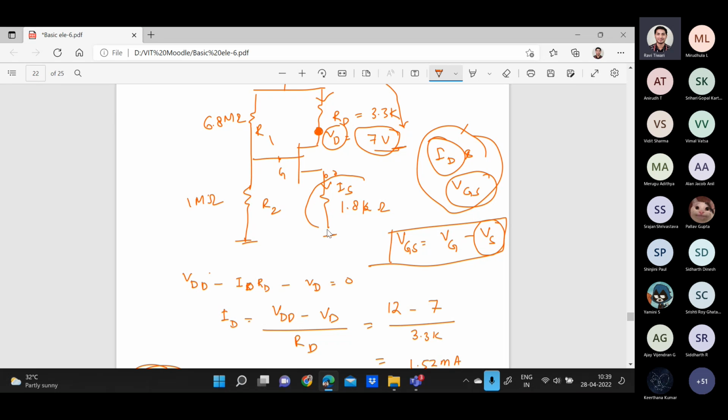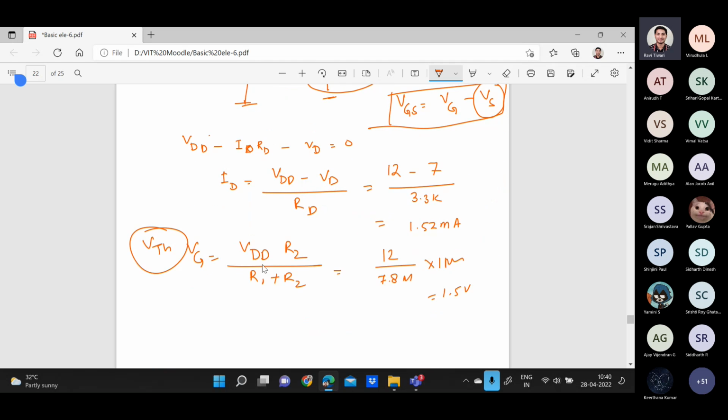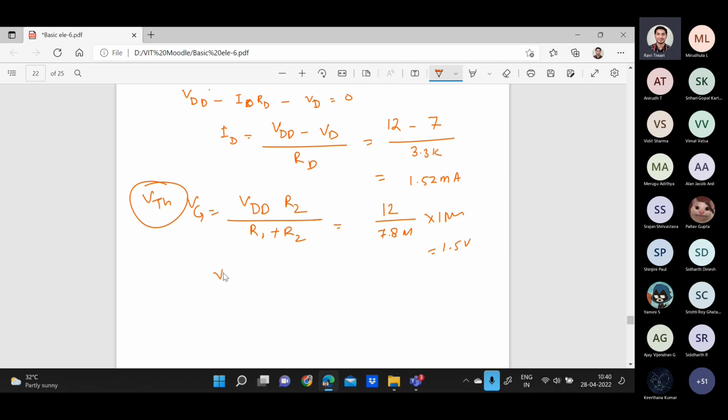VS is the voltage across this source, and we are assuming there is no voltage drop here. So this ID is equal to this one, ID is equal to IS, for example. In that case, what will be the value of VS? VS is equal to ID into RS. So that will be 1.52 into 1.8 kilo ohms. That will be cancelled and you will get 2.74. This will be the value of VS.